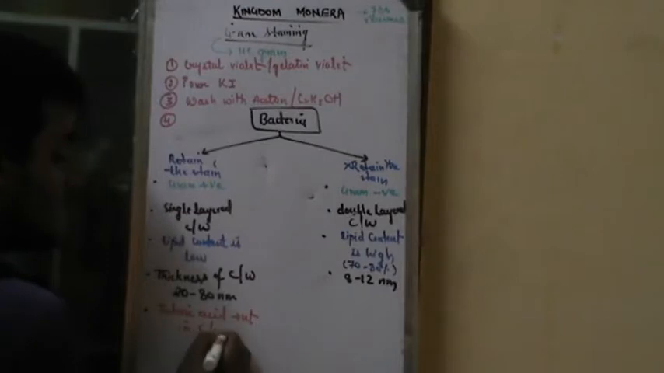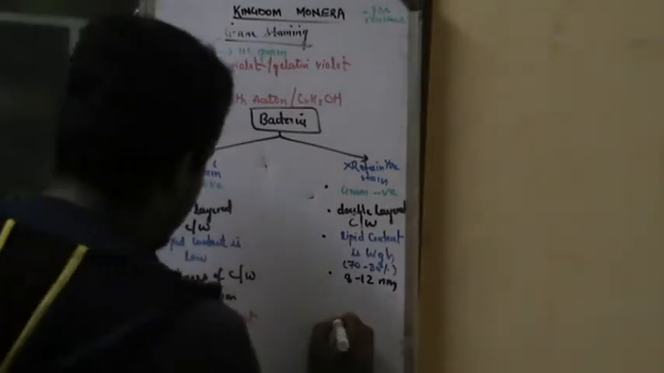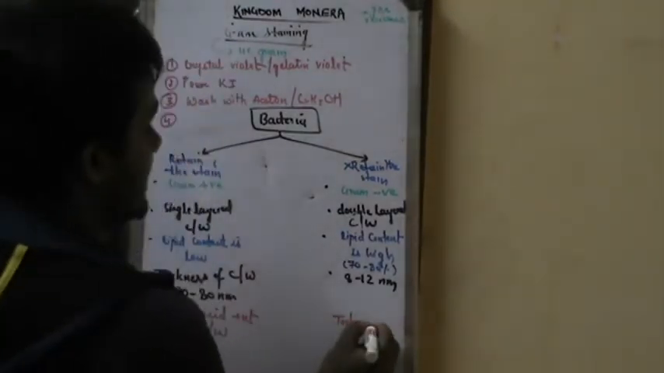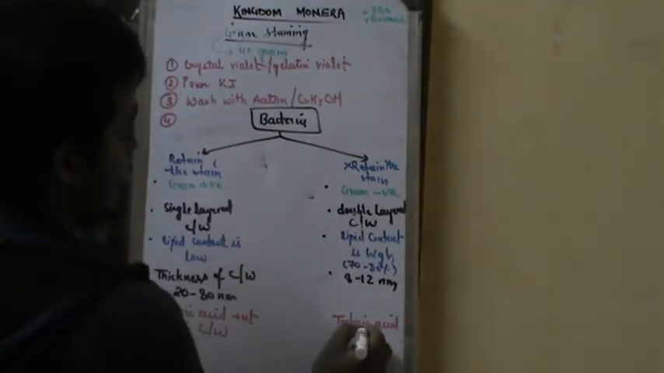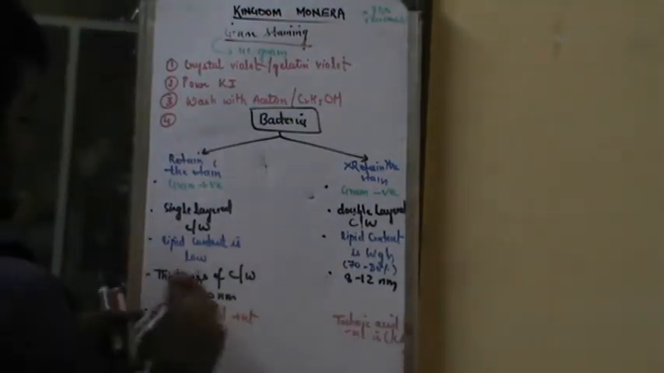The cell wall will have teichoic acid, but the teichoic acid is going to be absent in the cell wall in the case of gram negative bacteria. So this is one thing you have to remember.